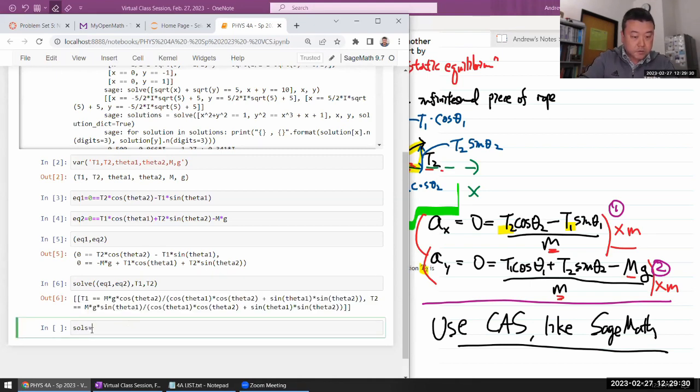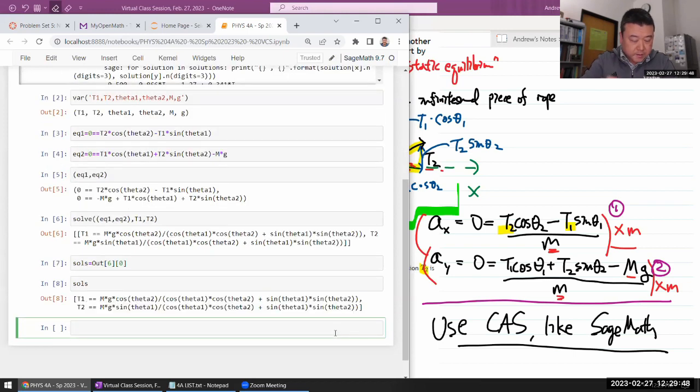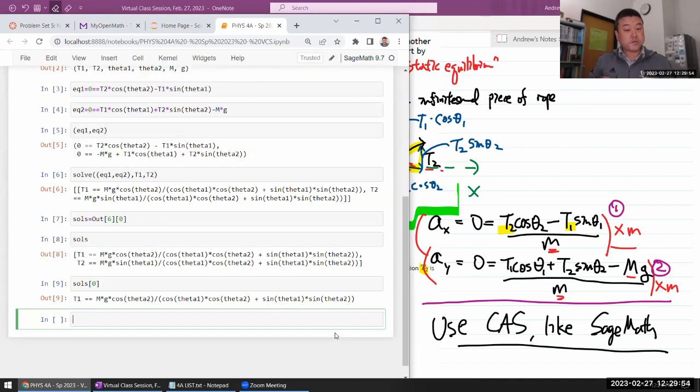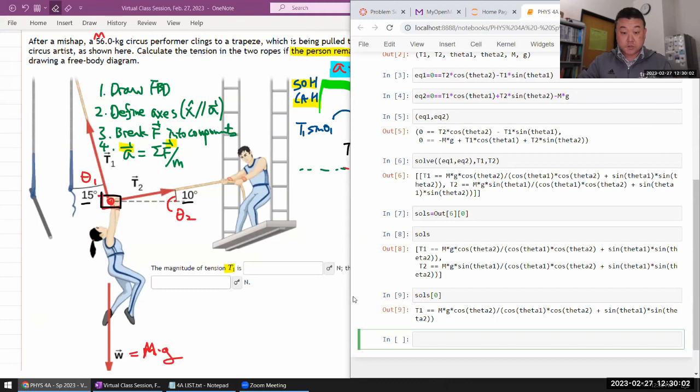So solutions is the previous output, let me just use that. And then the first element, and then I think it's just an array of two elements here. So let's see. Yeah, good. So if I look at the first element of this array, that's my solution for T1. So let me do it this way. I think I can just plug in the numbers using SageMath. I have all the numbers here. I can just plug in the numbers that way.